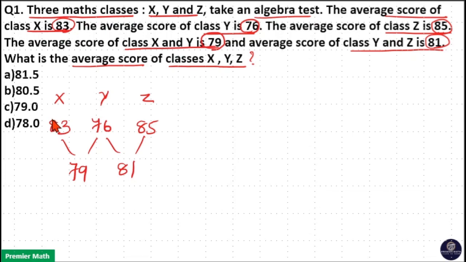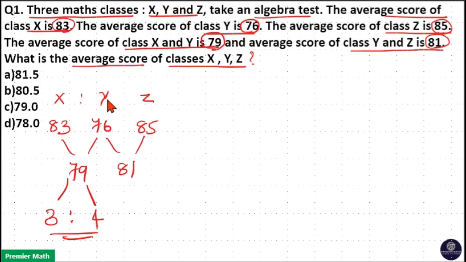Now, you can see we can use the alligation method to find the ratio of X and Y and Z. If I am taking the ratio of X and Y, that is X and Y together average is 79, which means if I am using the alligation method, take the difference between 83 and 79, which is equal to 4 right here. Now, difference between 79 and 76 is equal to 3 right here. Now, 3:4 is the ratio between X is to Y.